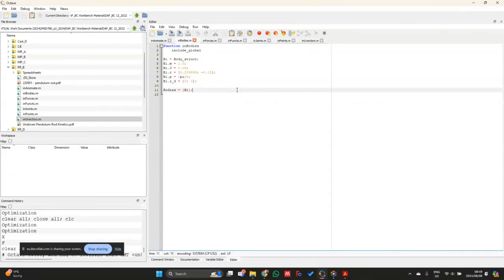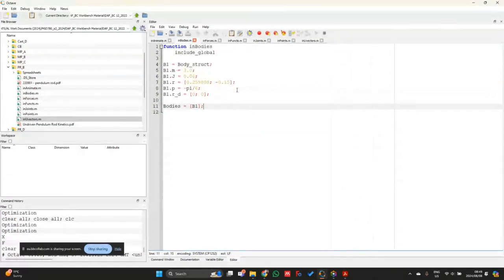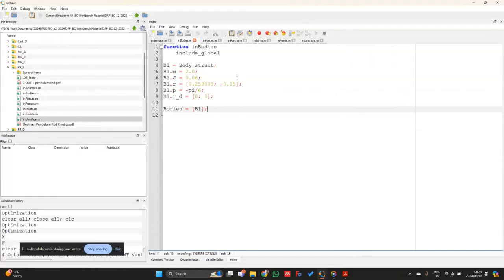The next important file is the inbodies.m file. And over here now I start to define the actual bodies that I'm working with. So in my case, I have a pendulum rod which consists of a single body. So what I'm going to start off with is this B1 equal to body underscore struct. So this remains as it is. This basically initializes the body as a body structure. And this structure is then going to have a bunch of characteristics that I have to specify as well.